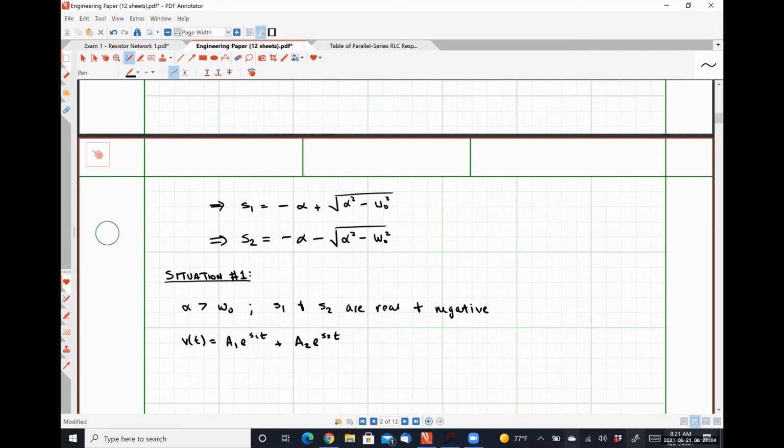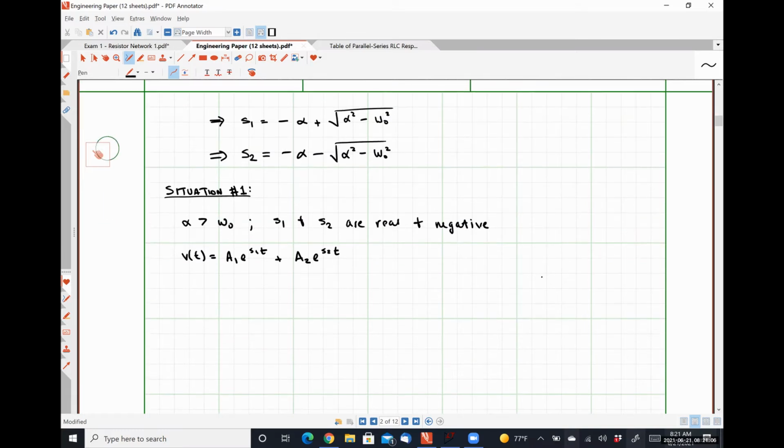All right, this system is what's called an overdamped system. In an overdamped system, the voltage, current, etc., will decay to its final value, typically 0, unless we have some excitation function in there, over a long period of time. So it reaches it very, very slowly.